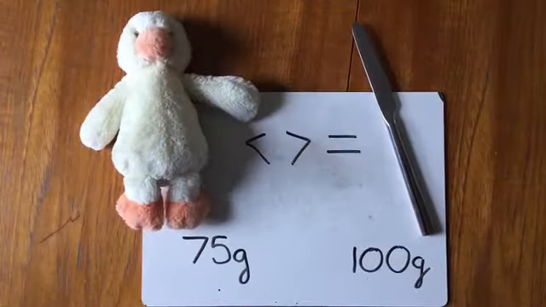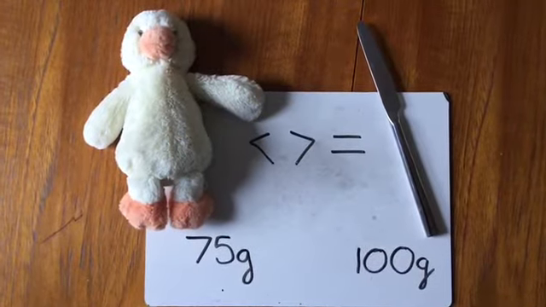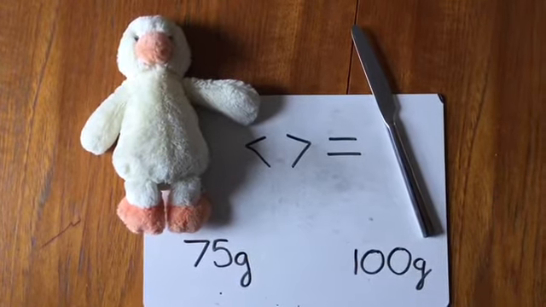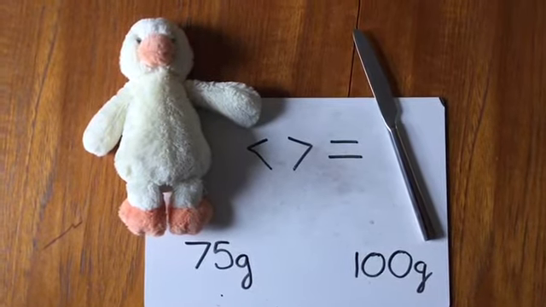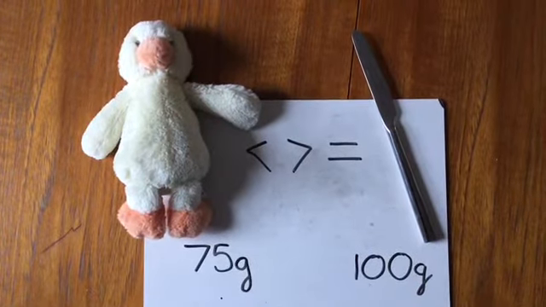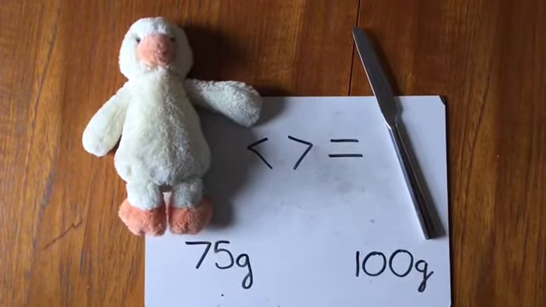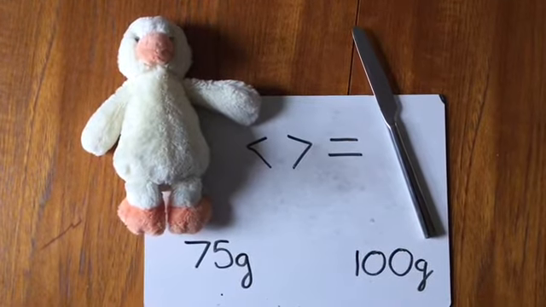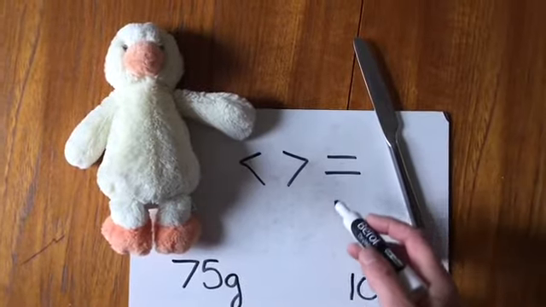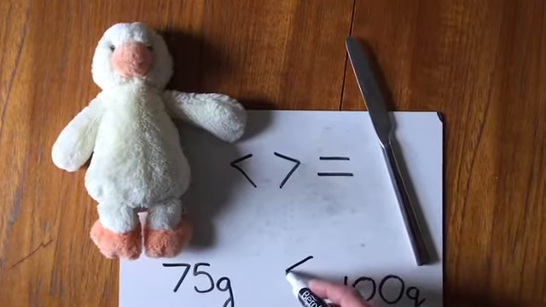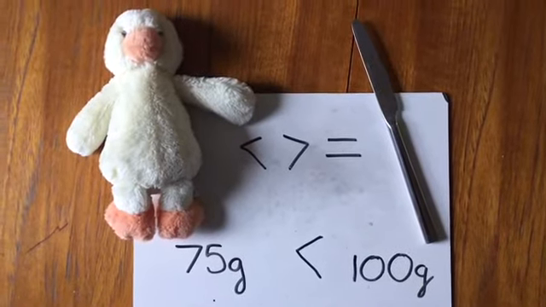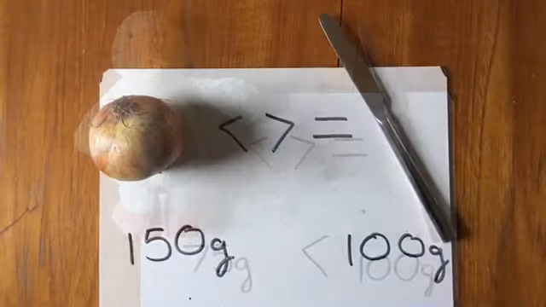As our learning objective suggested, we're going to now compare some objects and the mass of 2 objects. So our duck weighed 75 grams and our knife weighed 100 grams. So using the greater than, less than symbol or equal symbol, I want you to compare two objects. So the duck weighed less than 100 grams. The duck weighed less than the knife.